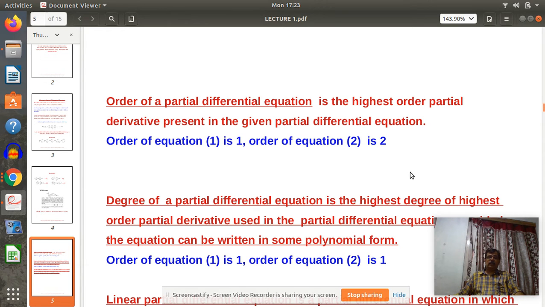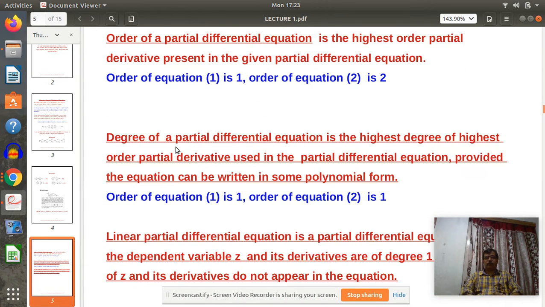Okay. Now another term is the degree of a partial differential equation. It is the highest degree of the highest order partial derivative used in the partial differential equation. If it contains more than one term of the highest order derivative, we have to take the highest degree. This is why we write the highest degree of the highest order partial derivative used in the partial differential equation, provided the equation is written in polynomial form.